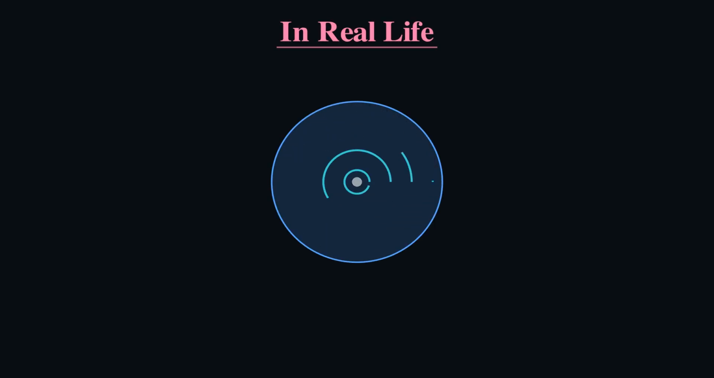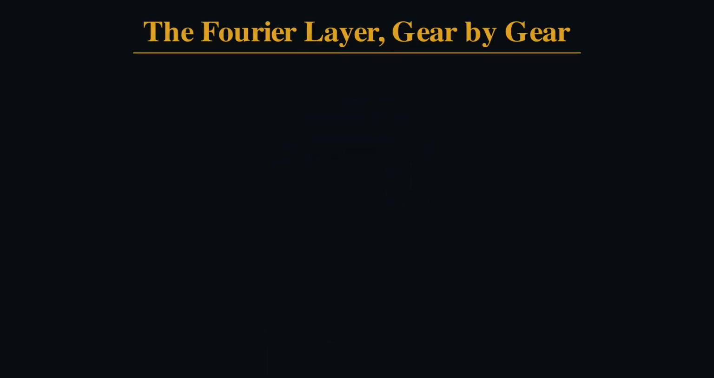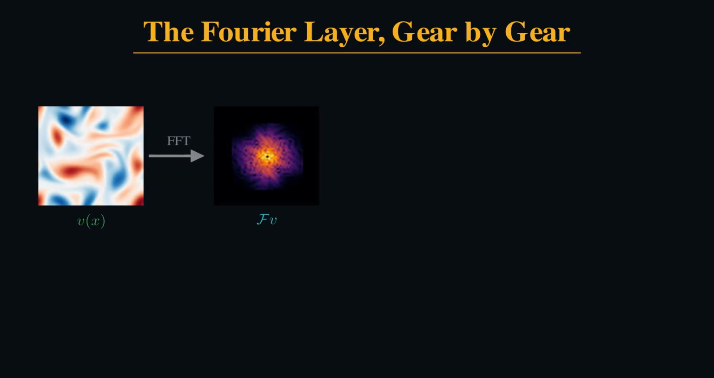Drop one stone into a still pond. The ripple pattern that spreads out is the pond's answer to a single point of disturbance. Physicists call it the fundamental solution. Know the ripple, and you can build the response to any splash by adding shifted copies. That is convolution. Now the machine itself, one gear at a time with a real turbulence field flowing through.